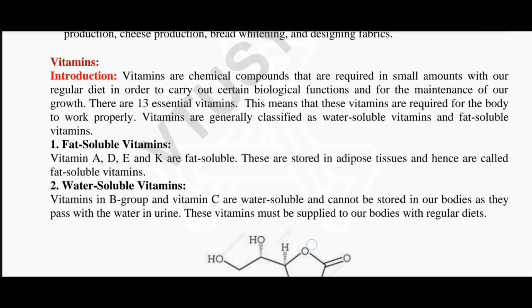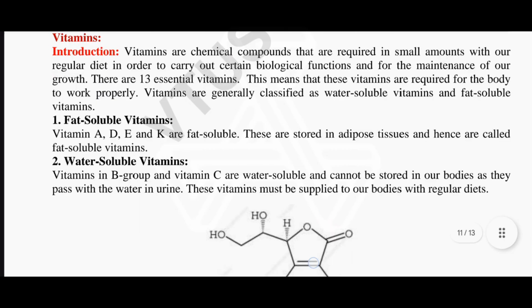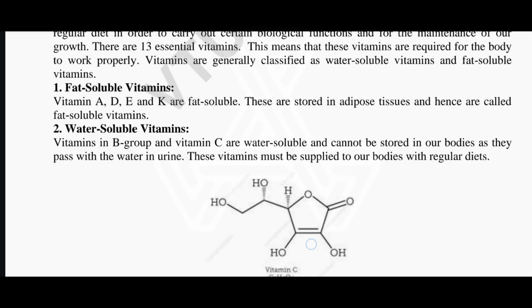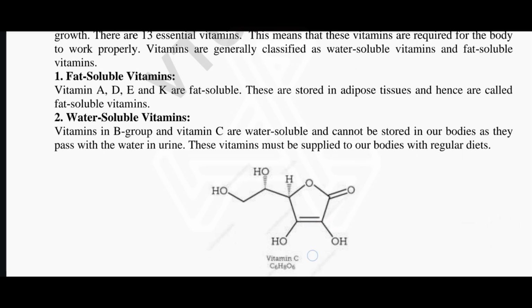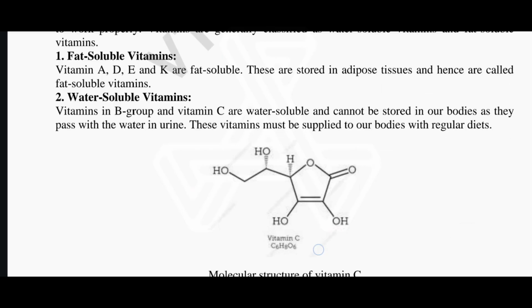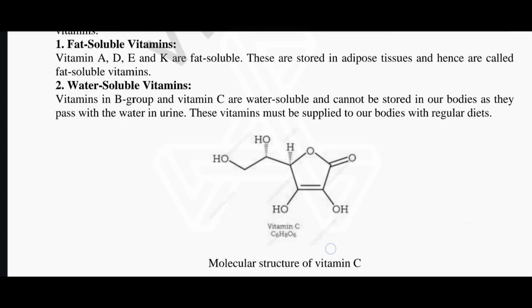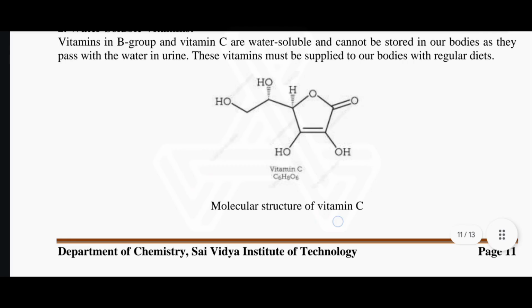Vitamins are generally classified as water-soluble vitamins and fat-soluble vitamins. Vitamins A, D, E, and K are fat-soluble. These are stored in adipose tissues, hence are called fat-soluble vitamins. Water-soluble vitamins, the vitamins in the B group and vitamin C, cannot be stored in our bodies as they pass out with water and urine. These vitamins must be supplied to our bodies with our regular diets.